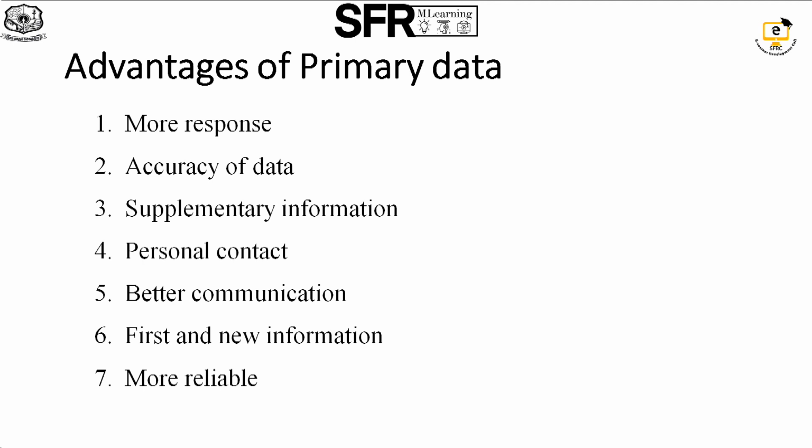What are the advantages of primary data? It is more responsible because we go straight and ask for the information. The accuracy of data is also correct because the details are collected from one person. Supplementary information can also be collected. If we directly go and investigate one person, we get more information, right?